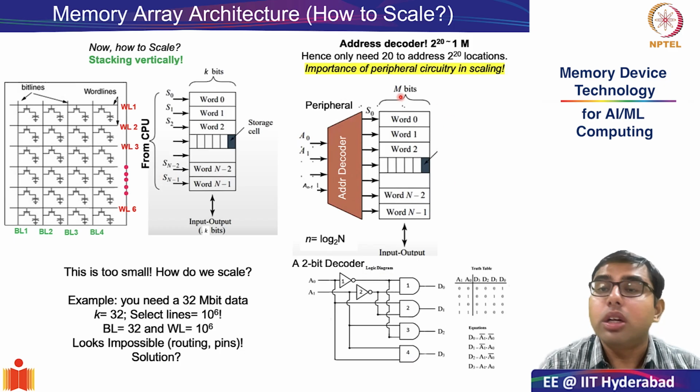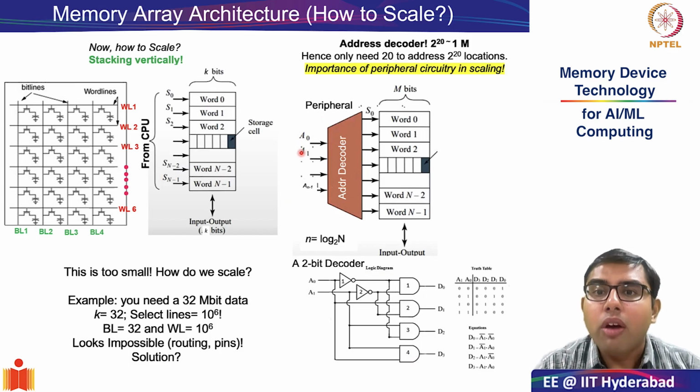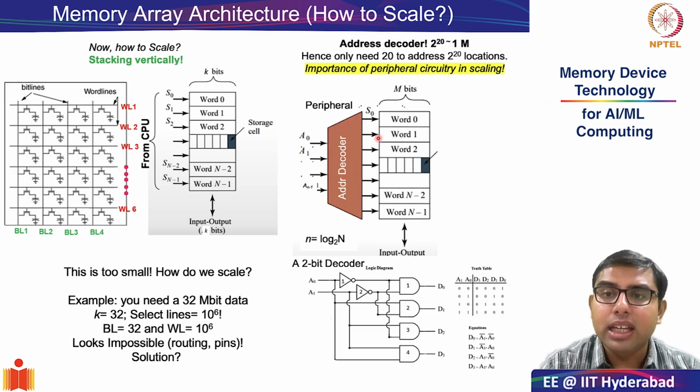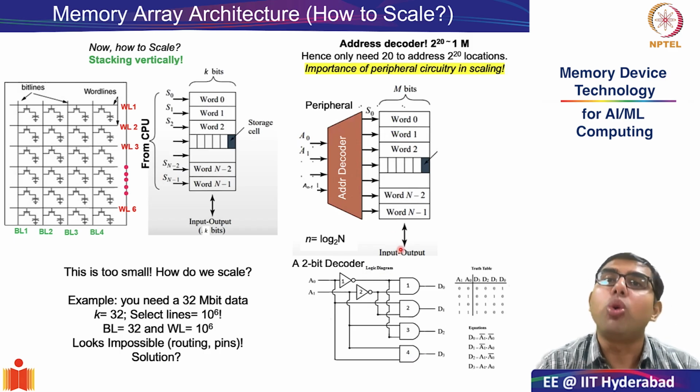and that is why the first or the simplest peripheral that you use to access the data in a memory array is something called the address decoder. So what is the job of the address decoder? It takes n bits from the CPU. From these n bits, it selects one of the 2 to the power of n lines. It enables one of the 2 to the power of n lines, and the word corresponding to the selected line, or selected word line, is asserted at the output or the input.